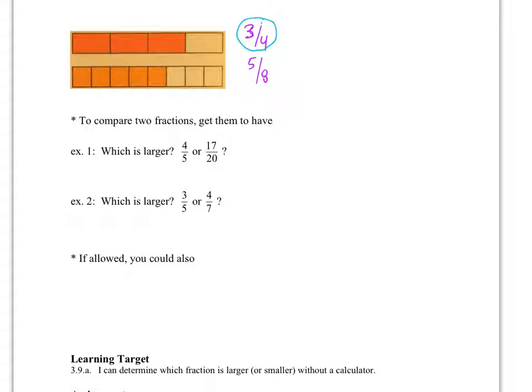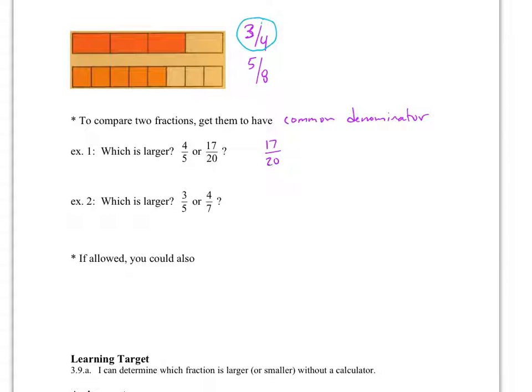When we compare fractions, we need to get them to have what we call a common denominator. So you times 4 by 5 and you get 20. A common denominator, common means the same denominator, the bottom of the fraction. So how do I make the bottom numbers the same here? Times 4. If I take this 5 times 4, what do I get? 20. So we would have 17 over 20.